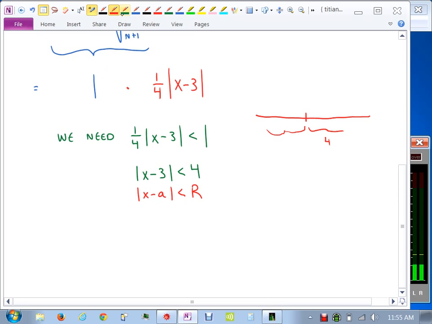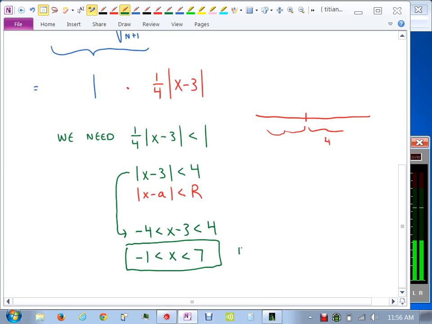What now? Take this and change it. Negative 4 less than x minus 3 less than 4. Add 3. Negative 1 less than x less than 7. That's our interval of convergence. I'll call it interval of convergence right there. And R was what? 4. I'll put that over here. I'll box that. Well, hold on. Don't box the interval of convergence. I'm sorry.